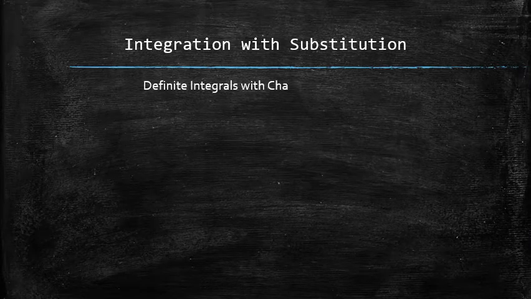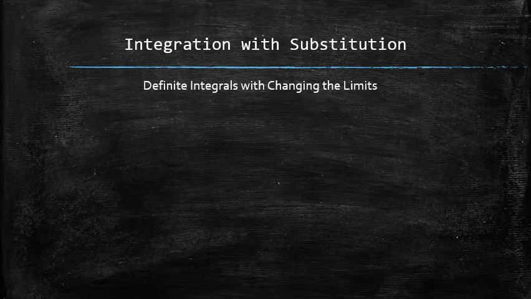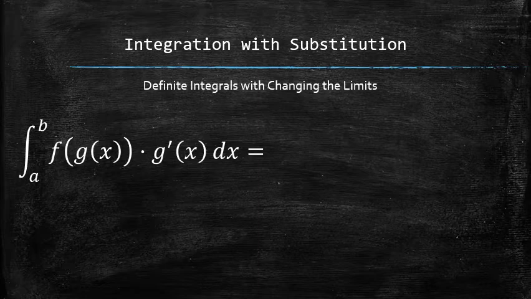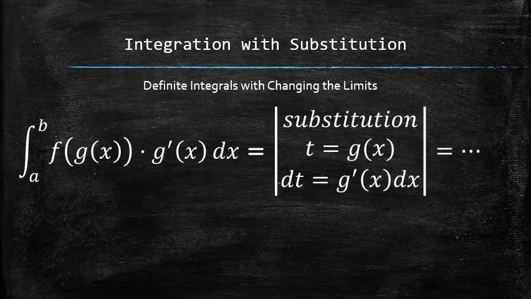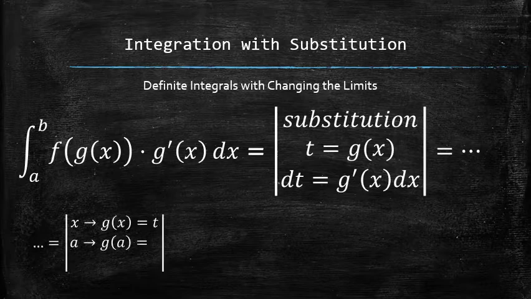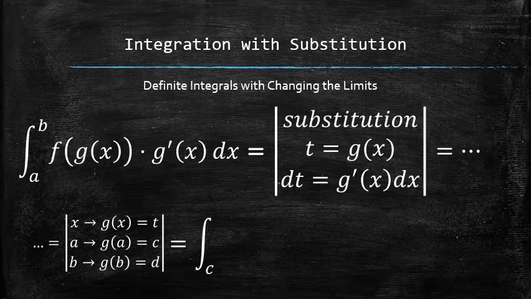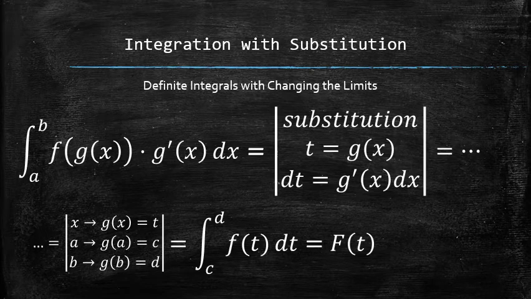Alternatively, we can change the limits of integration during the substitution process in the following way. We again first have to recognize the following pattern. Then we set up the substitution by setting a new variable, let's say t, equal to g of x and finding the differential of t. Now, before we continue, we change the limits of integration by applying the function g to the lower and upper limits of the original integral. As a result, we now have a definite integral in terms of variable t, which we find using the fundamental theorem of calculus.